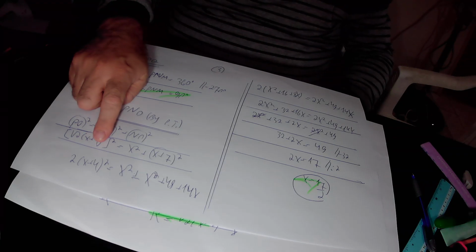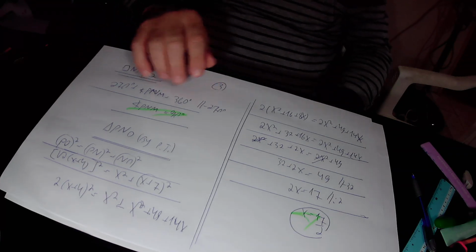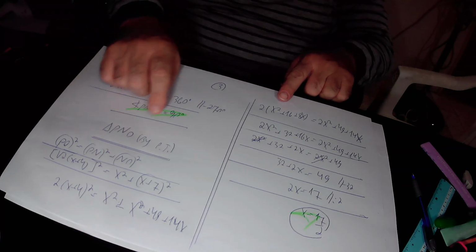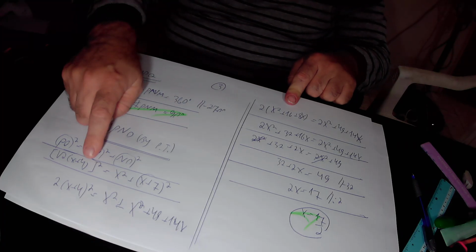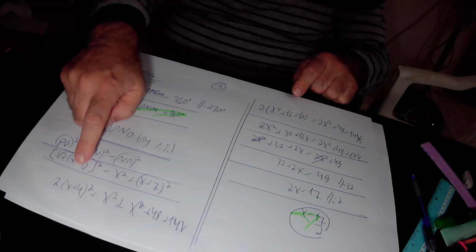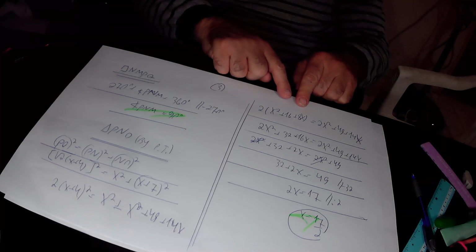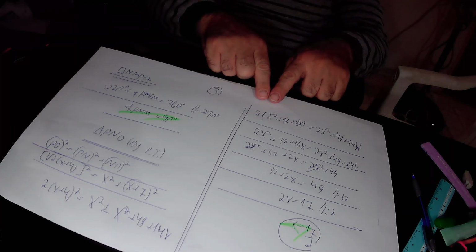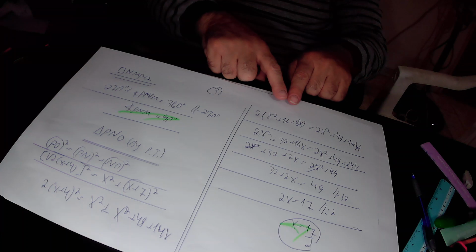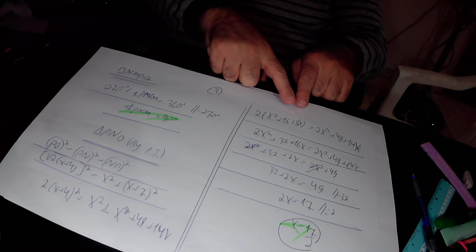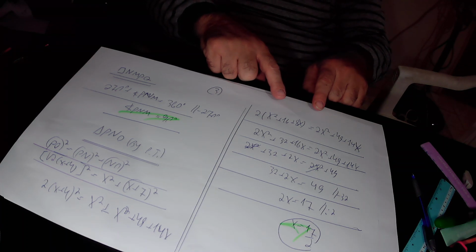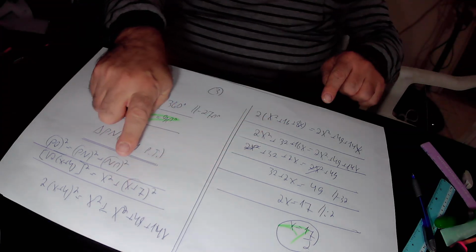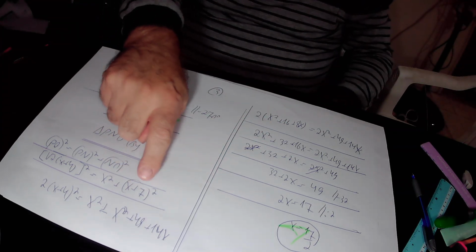Here we have 2 times (x plus 4) squared. (x plus 4) squared equals x squared plus 4 squared, that is 16, plus 2 times x times 4, that is 8x. So on this side of the equation, we have 2 times (x squared plus 16 plus 8x), and it equals, here we have x squared plus x squared is 2x squared plus 49 plus 14x.